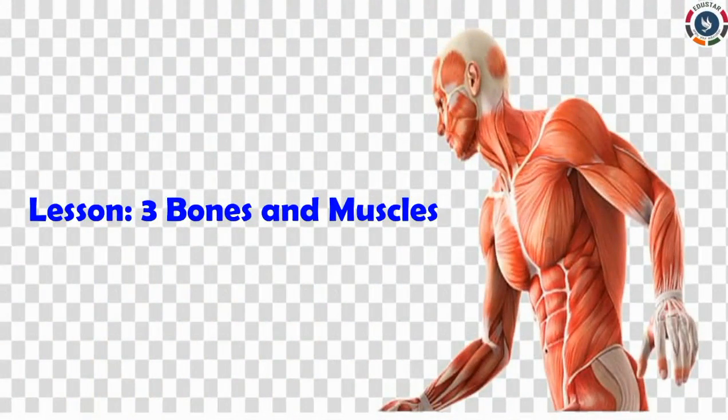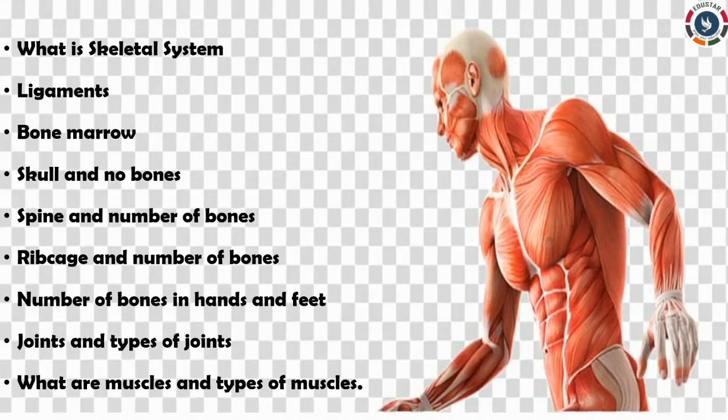Next, lesson 3, Bones and Muscles. In this lesson, you have to learn about what is skeletal system, ligaments, what is bone marrow, skull and number of bones, spine and number of bones, rib cage and number of bones in hands and feet, joints and types of joints, what are muscles and types of muscles also.